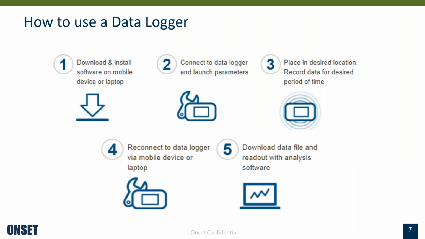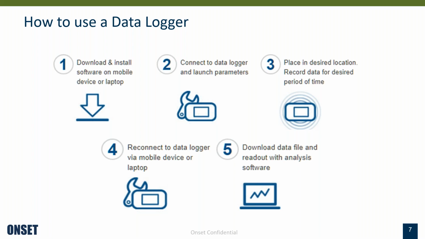How do you use a data logger? First of all, you're going to download and install software on either a mobile device or a laptop, because the data loggers communicate with our software so they can display that on the computer. You're going to connect it and you're going to launch your parameters. What that means is you're going to set the date and time that you want it to start. Do you want it to start immediately, like today? Or would you prefer to start logging data at noon on Friday, for example? And you'll tell it how often you want it to log, every 10 minutes. You can log as fast as every second, up to 18-hour intervals.